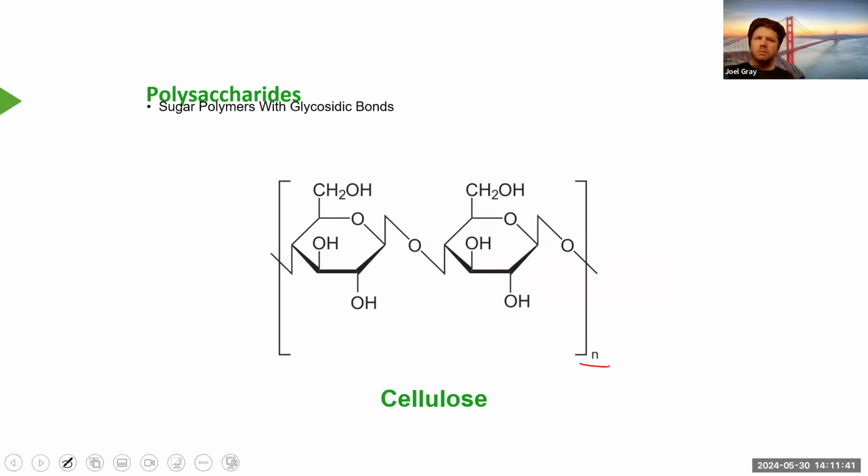Now, this N is our indicator of that. What that means is that you don't see any branch points coming off of carbon number 6. You don't see anything coming off of carbon number 2 or carbon number 3. Everything is between our anomeric carbon, carbon number 1, and carbon number 4. Does everyone follow that? So cellulose does not have any branch points.